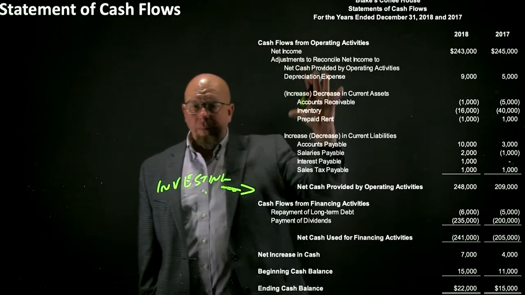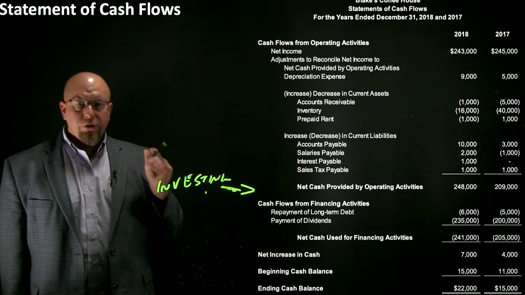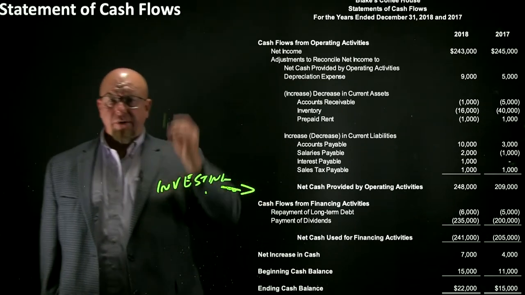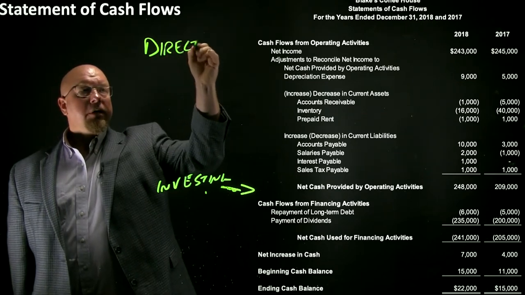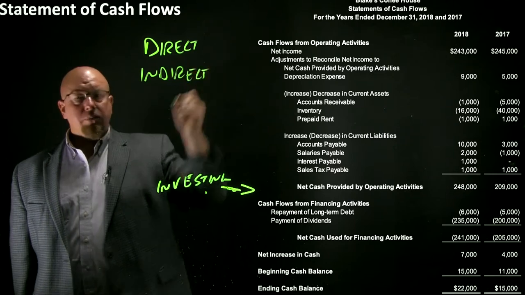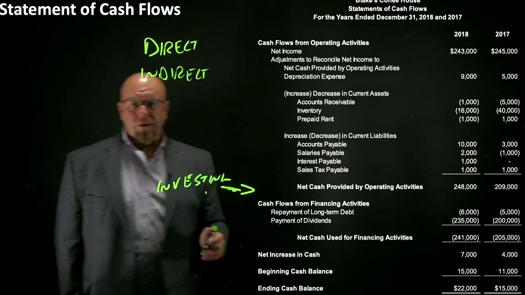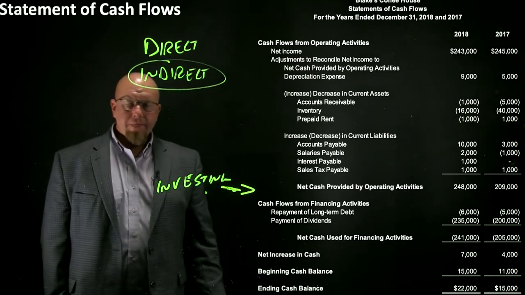So here we have operating and financing activities. Now, there are two different ways of preparing the statement of cash flows. There's a direct method and there's the indirect method. And we'll explore those in more detail as the semester goes on. The method you're seeing here today is the indirect method.